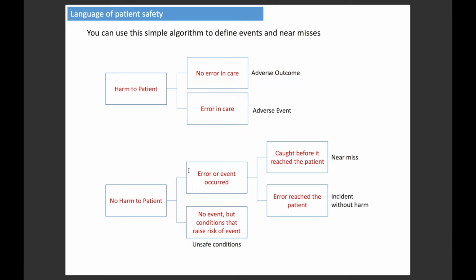But if there's an error that did occur, was it caught before it reached the patient? It's a near miss. And if the error reached the patient, it's an incident without harm. So if the antibiotic gets to the patient and the patient didn't have harm, then it's an incident without harm. If it's caught before it reached the patient, it's a near miss. But if there's no event, and we can appreciate unsafe conditions, that's sort of where we want to be in the world. So there's not only no harm, but we're treating the unsafe conditions that lead to harm.